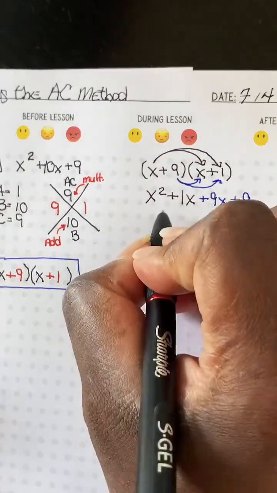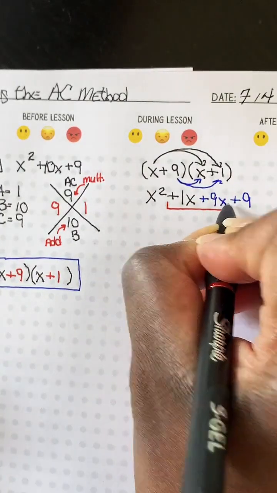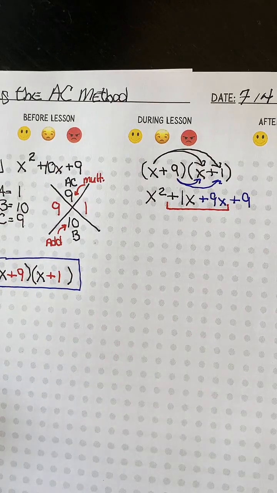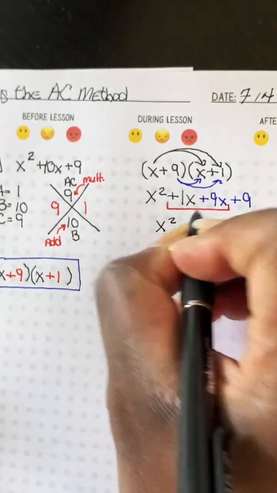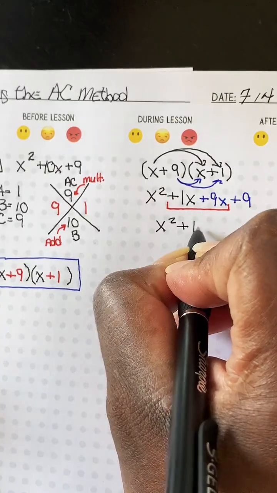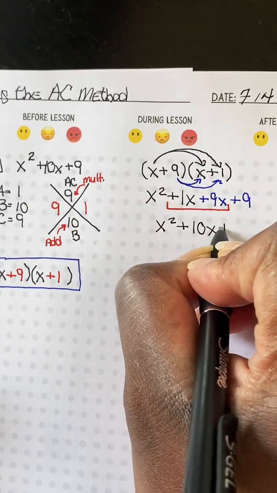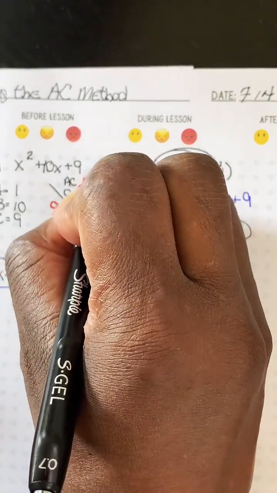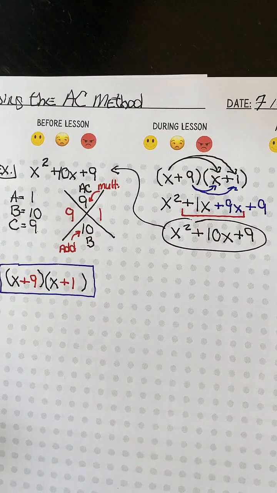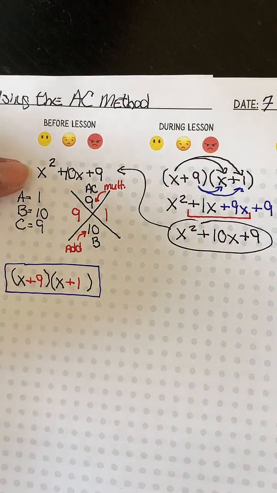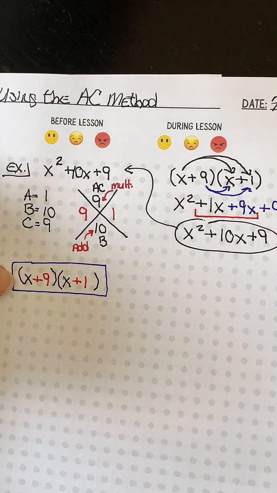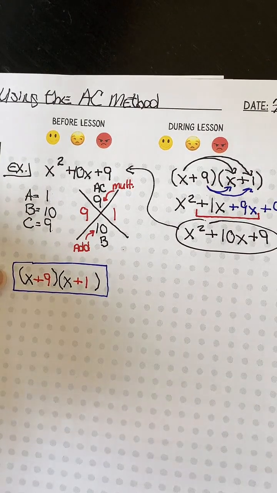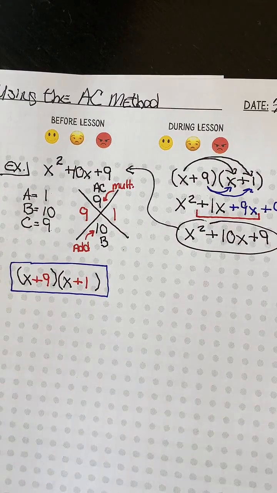So I notice my like terms will be right here in the center, so I can go straight and combine those. My answer would be x squared, 1 plus 9 gives me a positive 10x, plus 9. Notice that this is exactly the same as our original. The reason why you're factoring from here to here is because you want to see what those two factors are, because later on, there's another step to this whole factoring thing, something called solving.